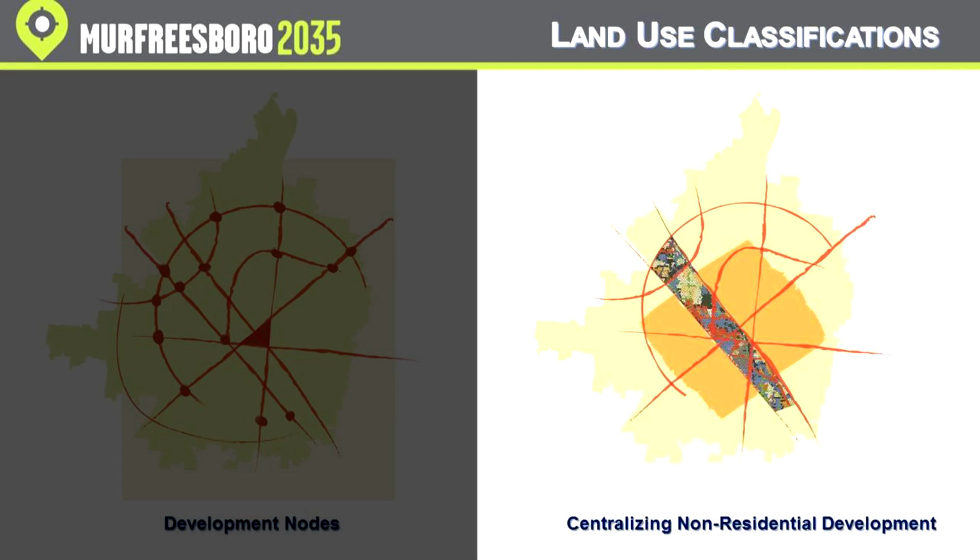Secondly, we're wanting to perpetuate the continued centralized development within your commercial core and in between your 2 major north-south transportation corridors, to where people are living on either side of that in West Murfreesboro and East Murfreesboro, but essentially working in the center.